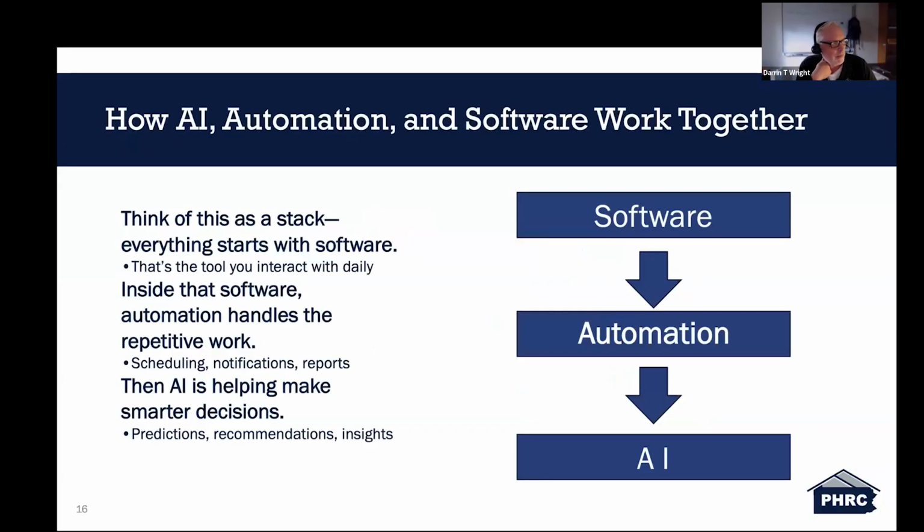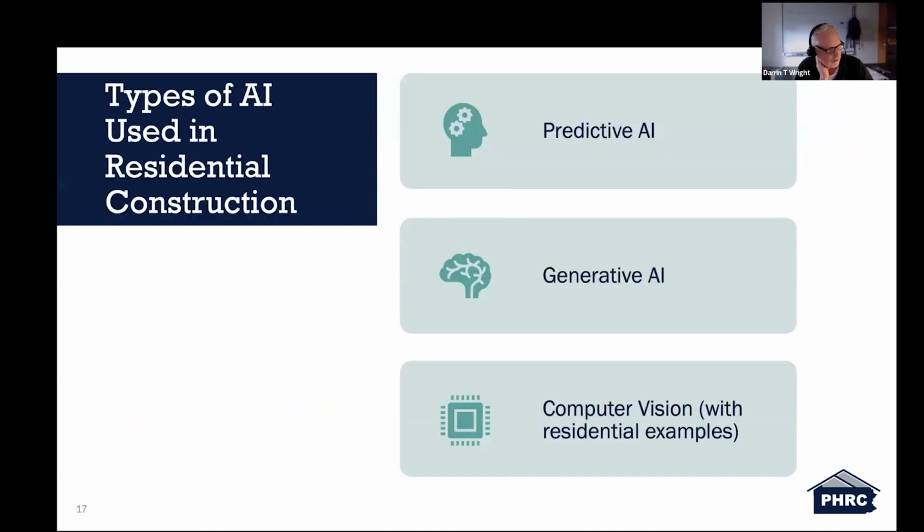And how AI, automation, and software work together, it's kind of like a stack effect. Think of it as a layer on top of existing tools. Software provides the platform, automation handles repetitive tasks, and AI adds intelligence. This layered approach enhances workflow without requiring a complete overhaul of how projects are currently managed.